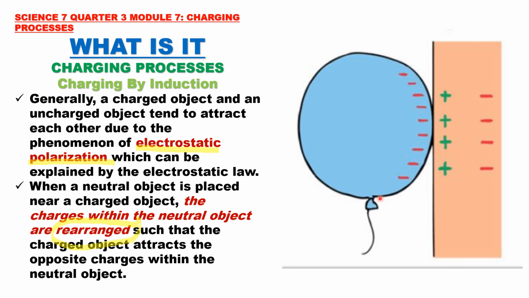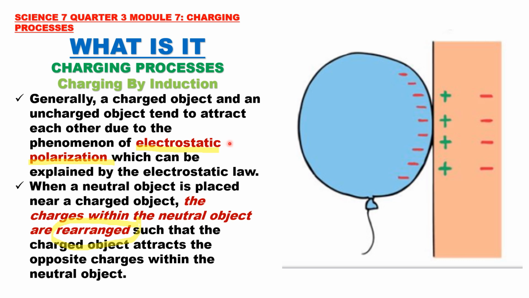So dito sa picture na to, we could see that this balloon is negatively charged. Now, ang ating wall naman ay neutrally charged. So pag sinabi nating neutral ang isang object, it means yung number ng kanyang protons at number ng kanyang electrons ay equal. Now, paano nagkakaroon ng attraction sa pagitan ng isang charged object at isang neutral object? So, ang tawag sa phenomenon po na yon ay electrostatic polarization.